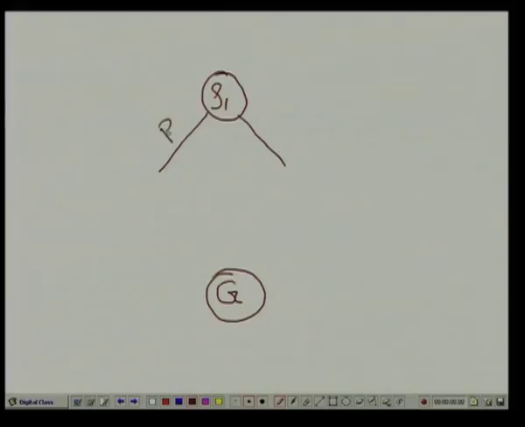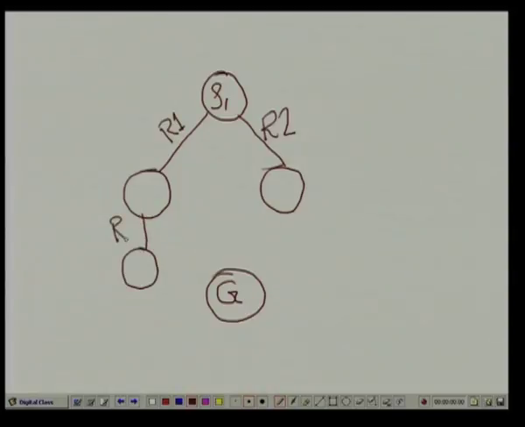Say if I fire rule R1, then I will follow this path. If I fire rule R2, then I will follow this path, and each of these firings will take me to different states. Now, maybe again from this state I will have another rule to fire R3, and from here another rule R4, which will lead me to the goal. Whereas, from here there is a possibility that I will fire another rule R5 and I can reach the goal.